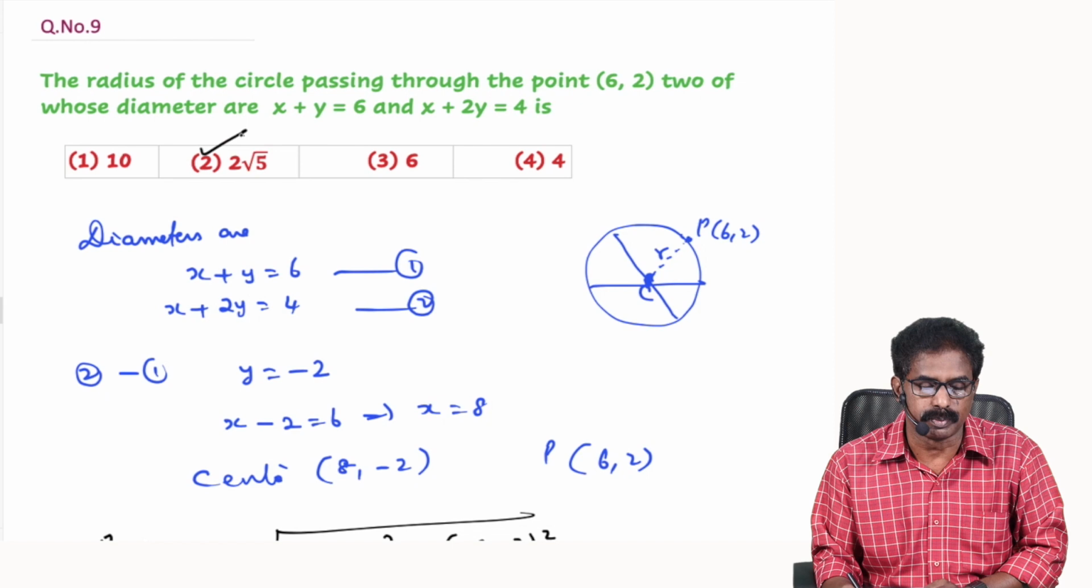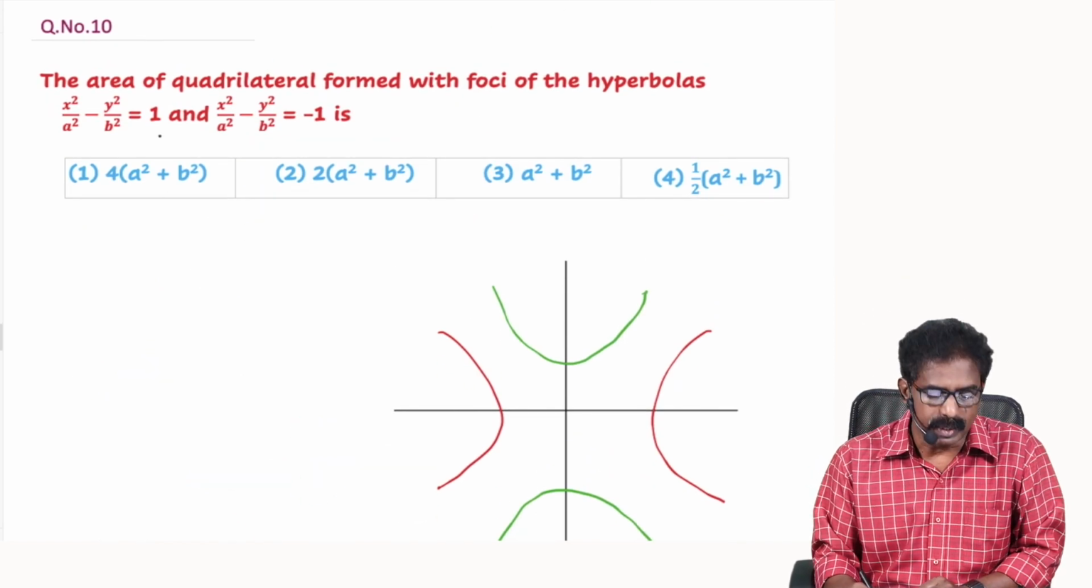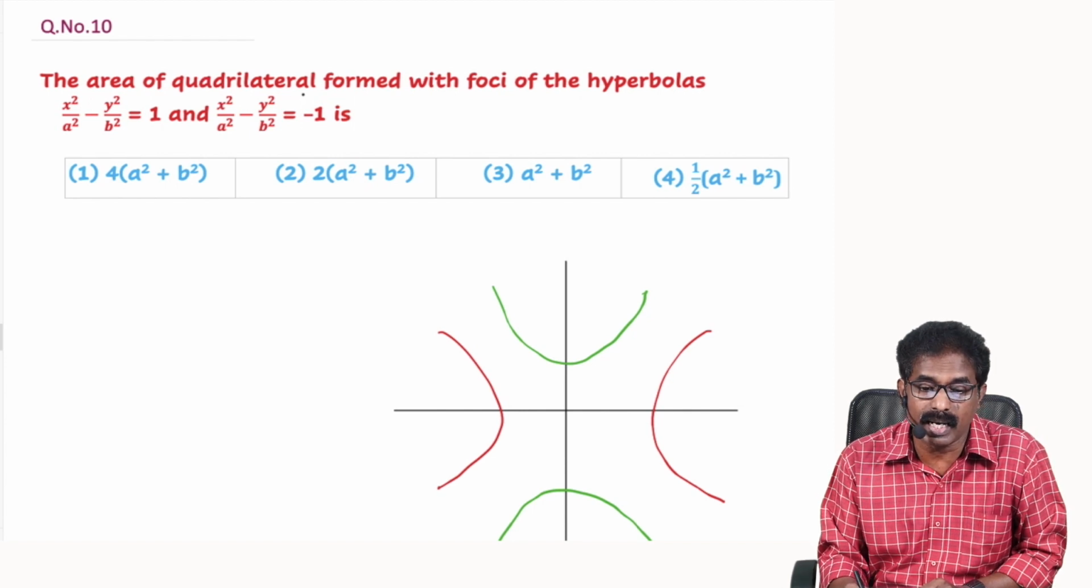2 root 5, second option. Okay, let us see one more question. Listen, it's a very good question. The area of quadrilateral formed with the foci of the two hyperbolas.